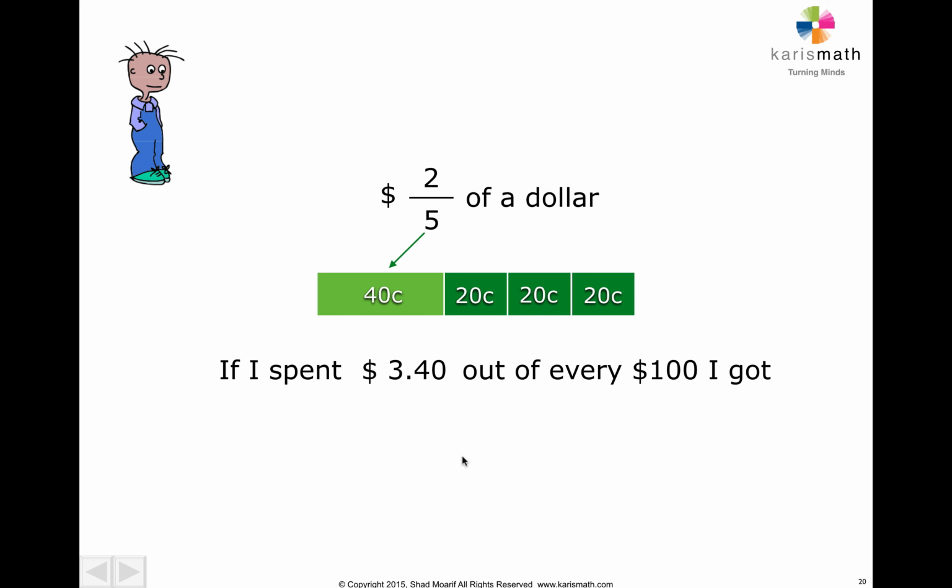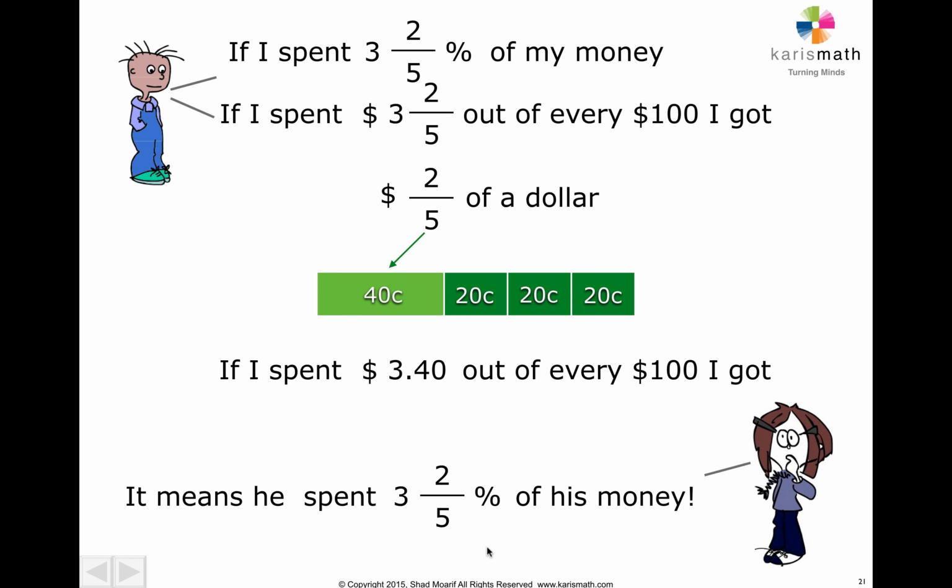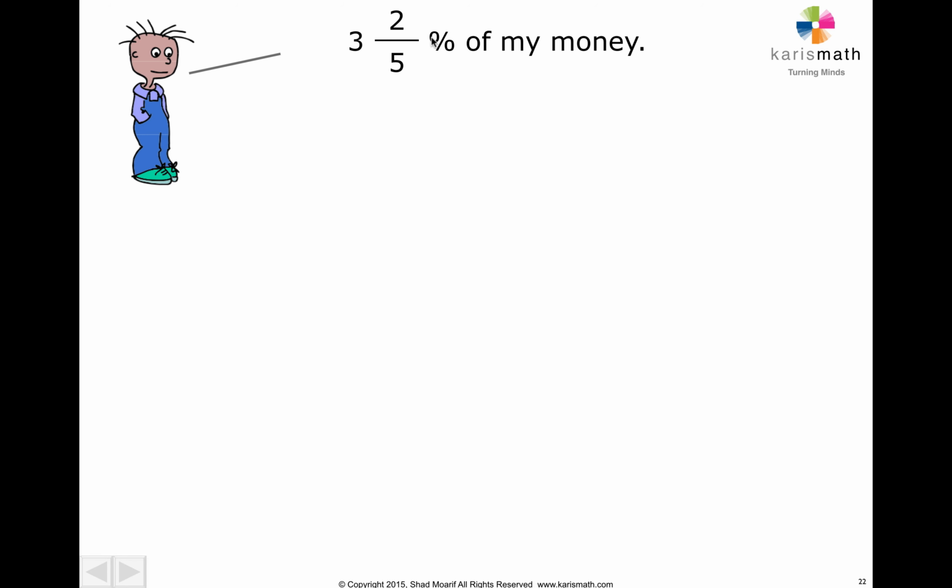So you can think about it in different ways and work it out. Basically, he means he spent 3 2/5% of his money. That's what she's saying, and that's absolutely right. Okay, let's try this one. 3 2/5% of my money. How do you express that as a decimal?